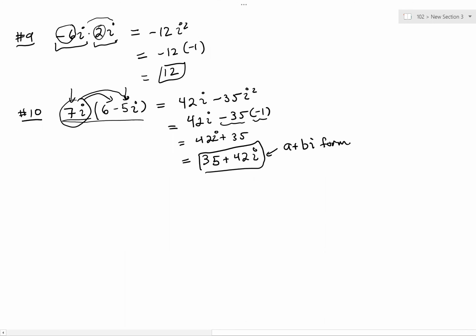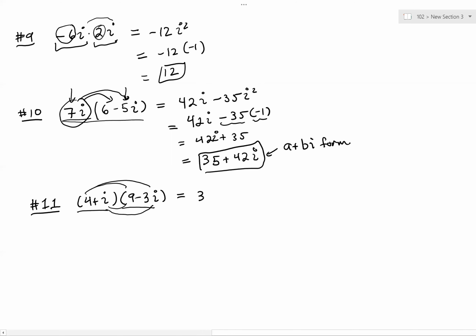We have a couple more here. 11. We're multiplying 4 plus i times 9 minus 3i. Here we're multiplying two complex numbers. They also happen to be binomials. And remember, when you're multiplying binomials, you have to FOIL it. So I'm going to do first, outer, inner, last here.